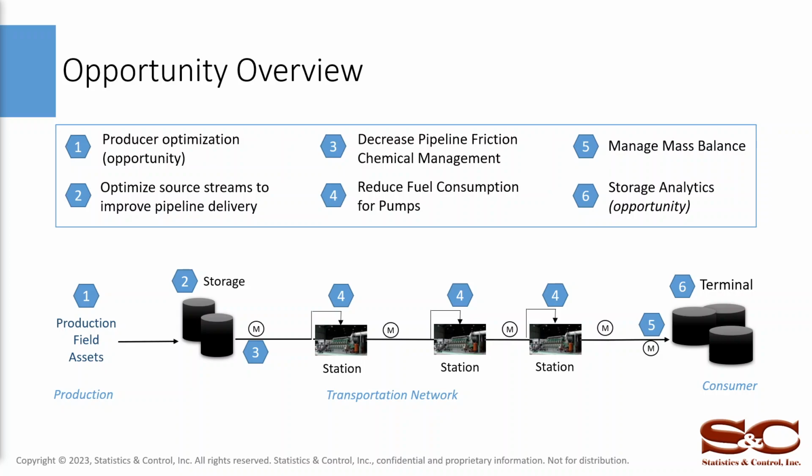You can also optimize source streams to help improve pipeline deliverability. The whole idea in transportation is to decrease that pipeline friction, chemical management, reduce fuel consumption for whether it be pumps or compressors, and help manage that mass balance. And also take a look at how you're offloading a lot of that system as well.